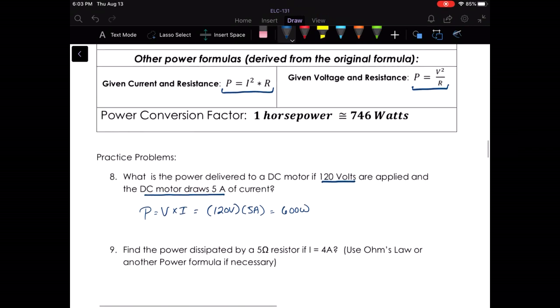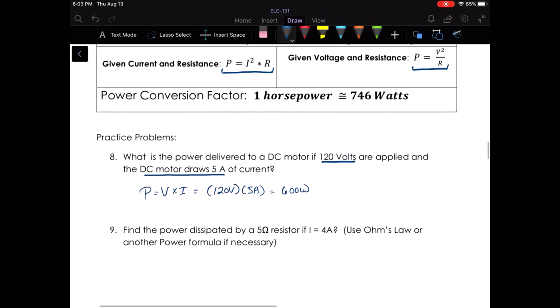Okay, the next problem, we want to find the power dissipated. You're going to see all these words a lot. Power delivered, power dissipated, power absorbed is another way of saying this. Basically, all of them mean a very similar thing, and you will hear them used in a lot of cases. Sometimes they can't really be completely interchangeable, but you'll hear them in pretty much every case.